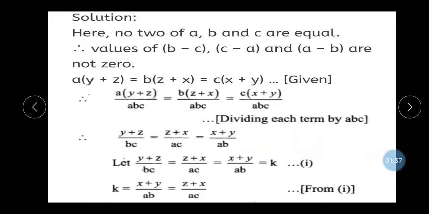So, let (y plus z) upon bc is equal to (z plus x) upon ac is equal to (x plus y) upon ab is equal to k. Let us give it equation 1. Now, we will be taking the last one and the middle one. k is equal to (x plus y) upon ab is equal to (z plus x) upon ac. That is from 1.